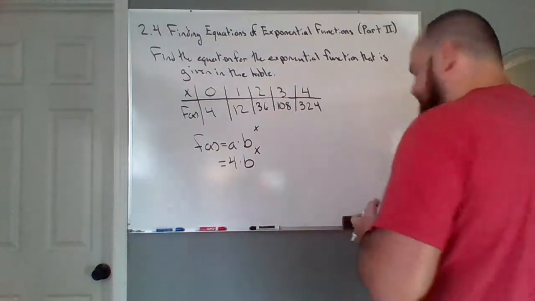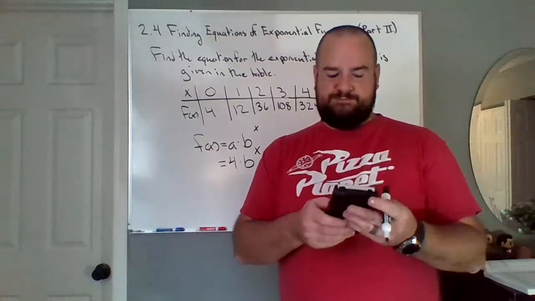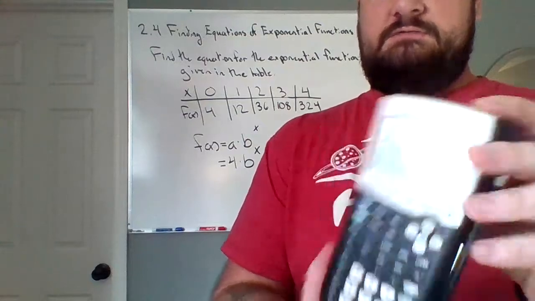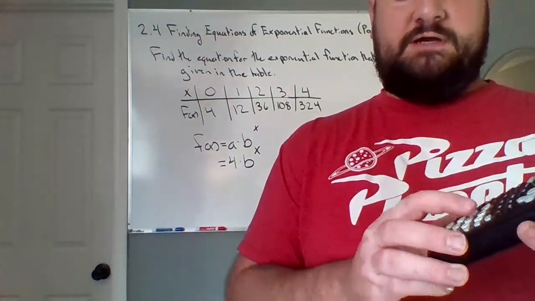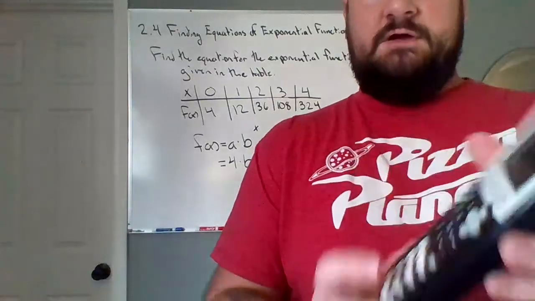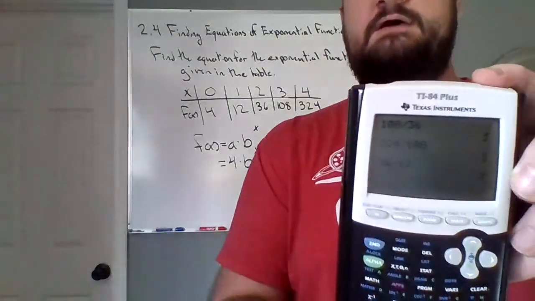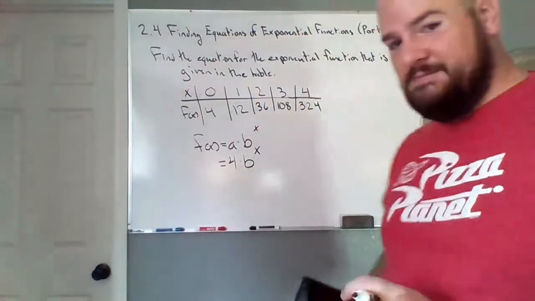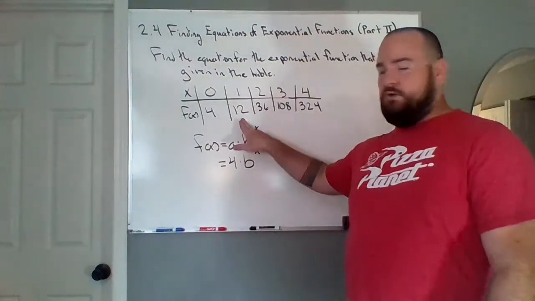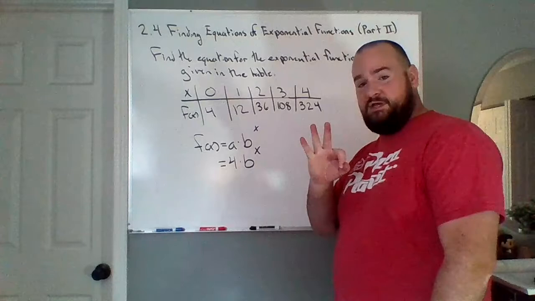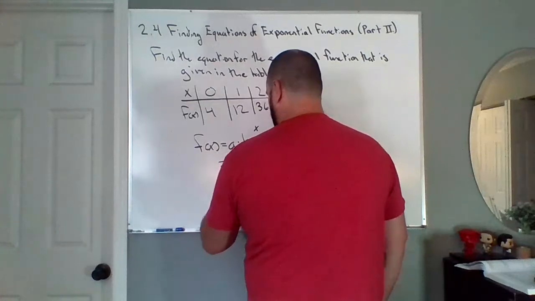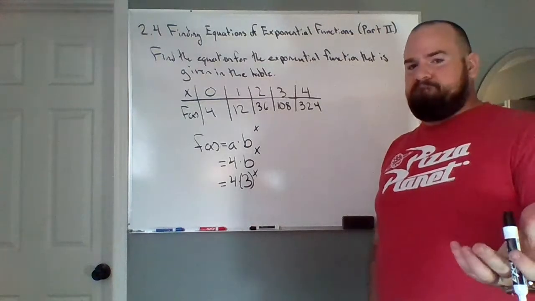Let's do it. Grab our trusty calculator because I know that's what you guys are all doing. 108 divided by 36 is 3. What about 324 divided by 108? 3. What about 36 divided by 12? 3. 12 divided by 4? 3. So every single time x goes up by 1, we multiply that output by 3, which means b is 3. There we go, we're done.